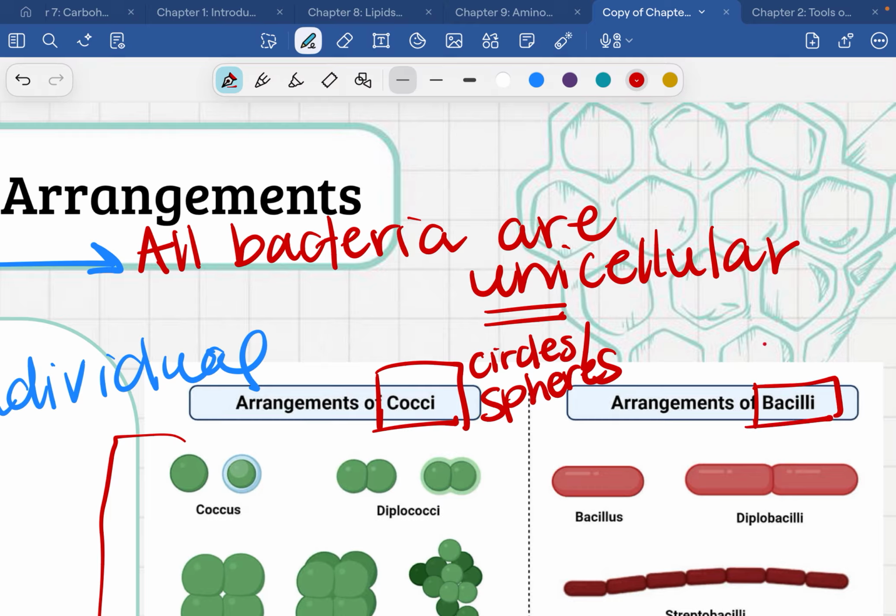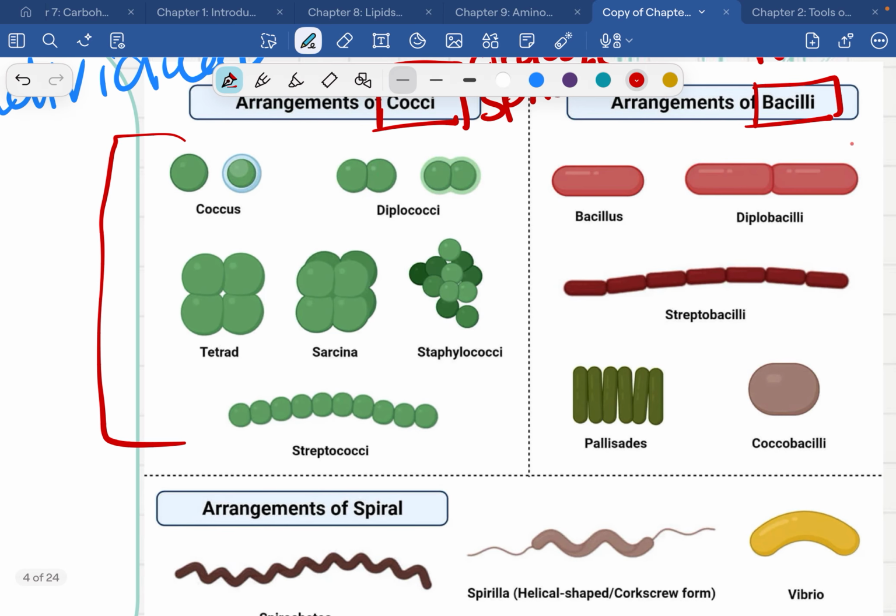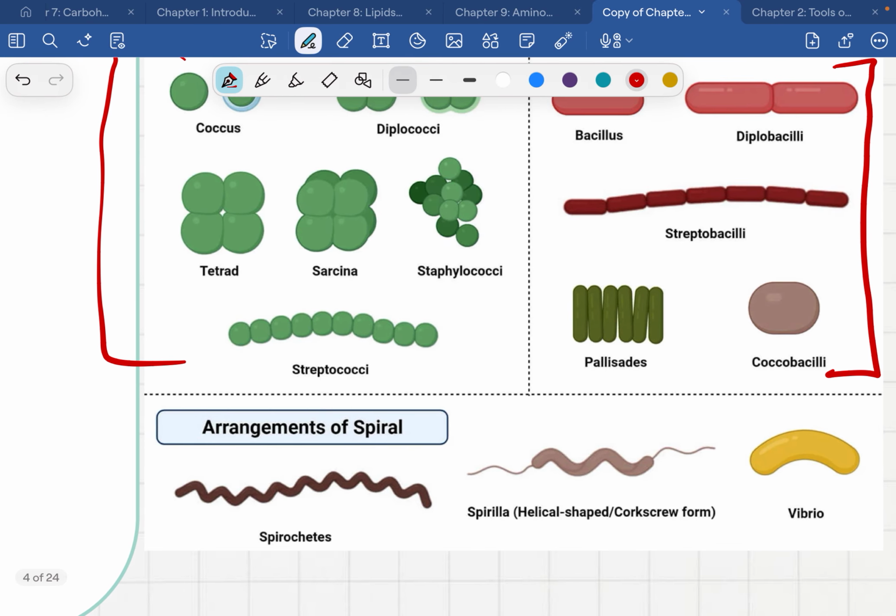Bacilli is the second shape, and these are basically rods. They're elongated bacteria, and you can see those. All of these are a bacilli shape. We're going to get to the other words there in just a minute, but the shapes are cocci, bacilli, or spiral. Spiral is pretty self-explanatory. That's spiral.